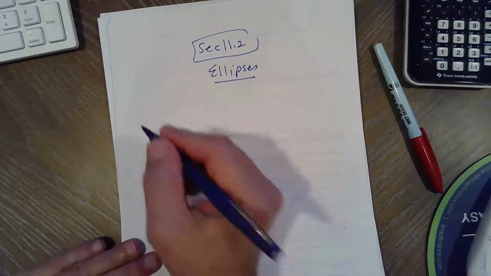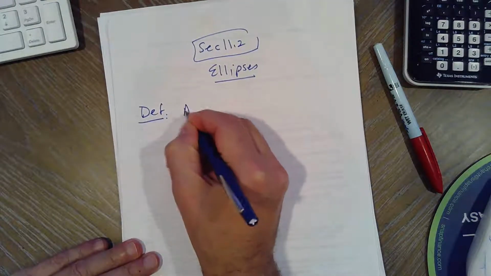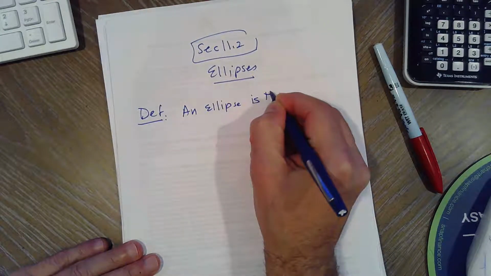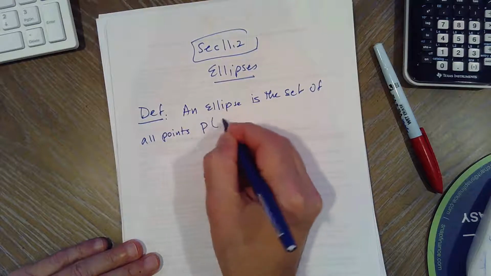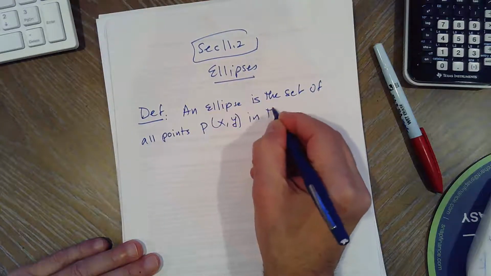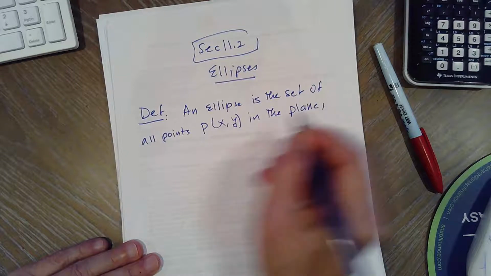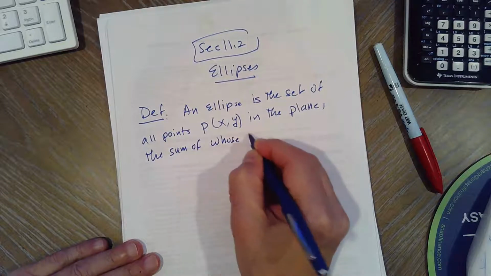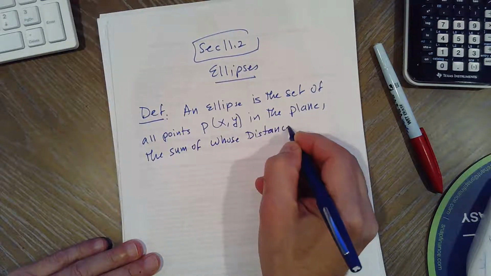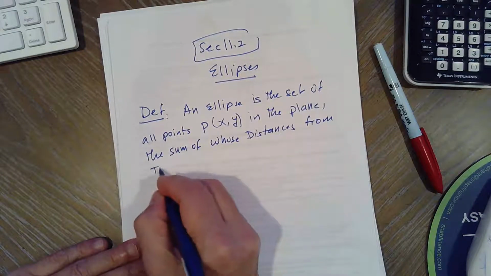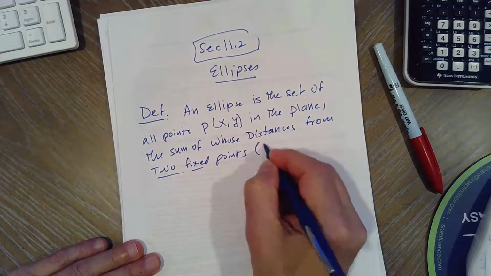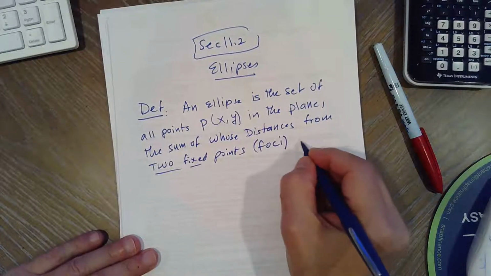So what is an ellipse? Let's define an ellipse. An ellipse is the set of all points P(x, y) in the plane, 2 dimensions, the sum of whose distances from 2 fixed points, these 2 fixed points are the focal points or the foci, is constant.